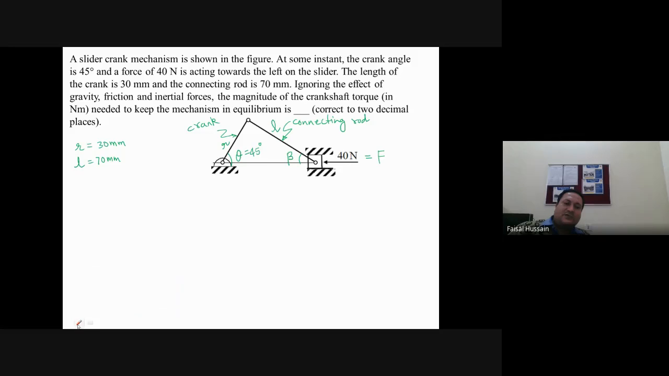Crankshaft torque means, for example, if this system is moving in this direction, then this is the crank pin, and perpendicular to the crank here, this is your Ft.